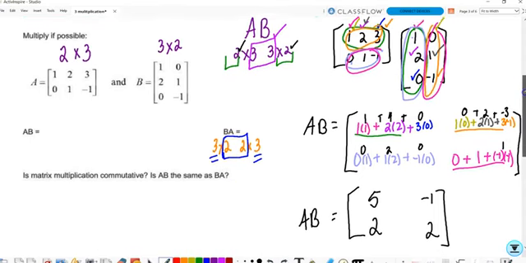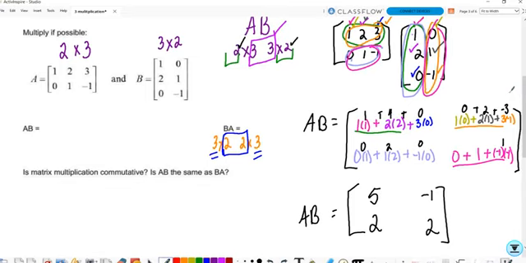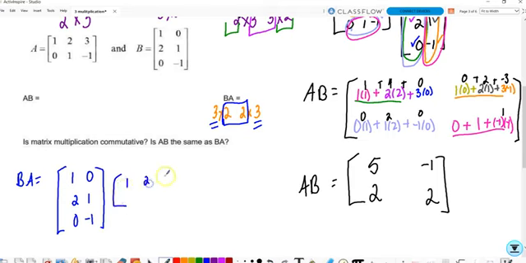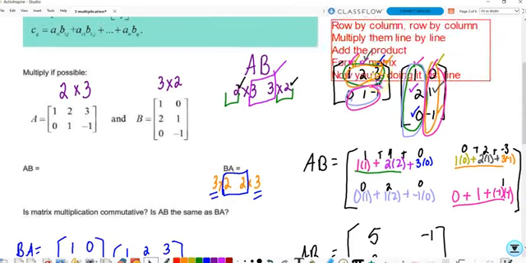So if you have space at the bottom, or if you need to find a blank page, I'm going to rewrite it out. Now we've got B times A. B comes first. And then A. I'm going to sing for you one more time.